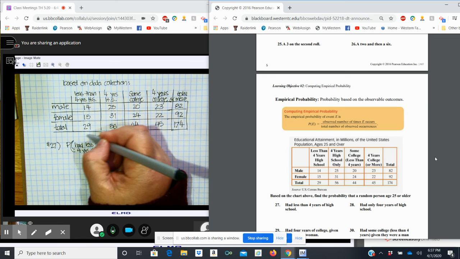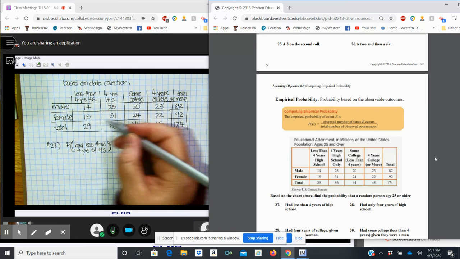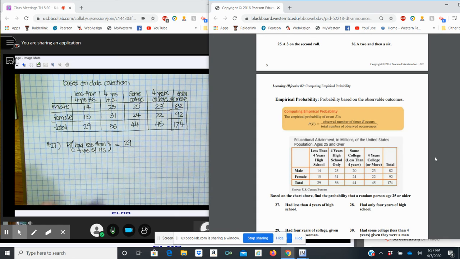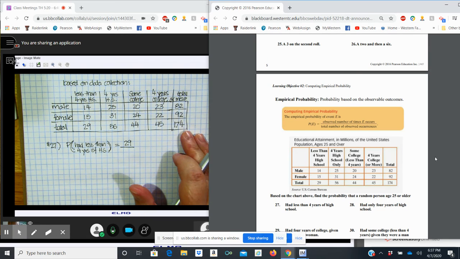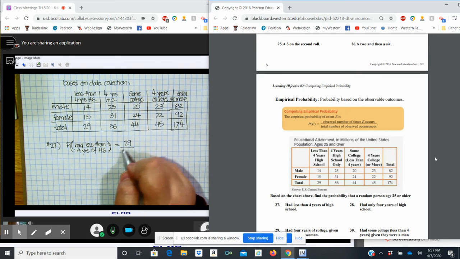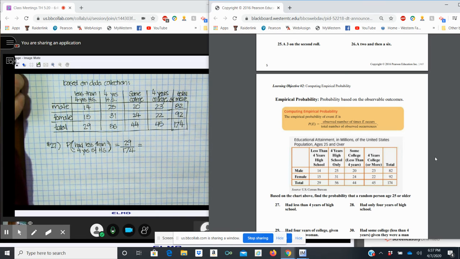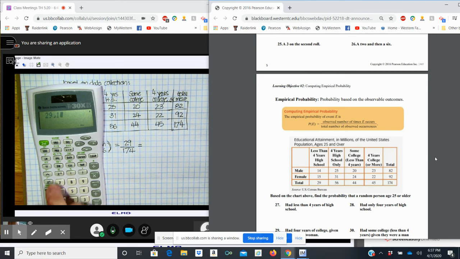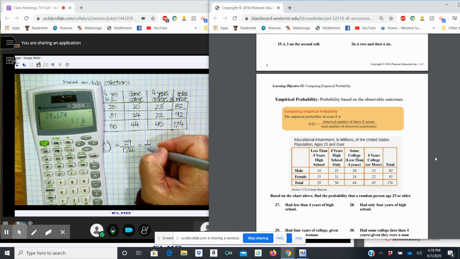Twenty-nine people would have had less than 4 years of high school out of our entire sample, our grand total, which was 174. Now, sometimes these will reduce. So I'm going to do 29 out of 174, and see if it reduces. And it does, to 1/6.